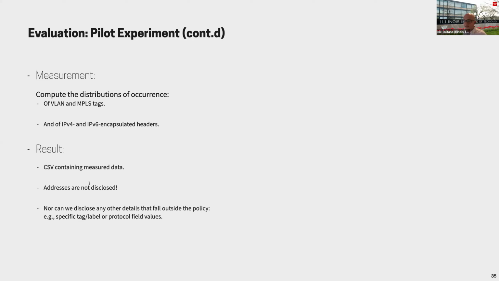I'm not getting the addresses. Remember, I can't even read the addresses, because the policy does not allow for that. It doesn't even label those offsets. And I can't get the specific values for the values that I can read, only aggregated.